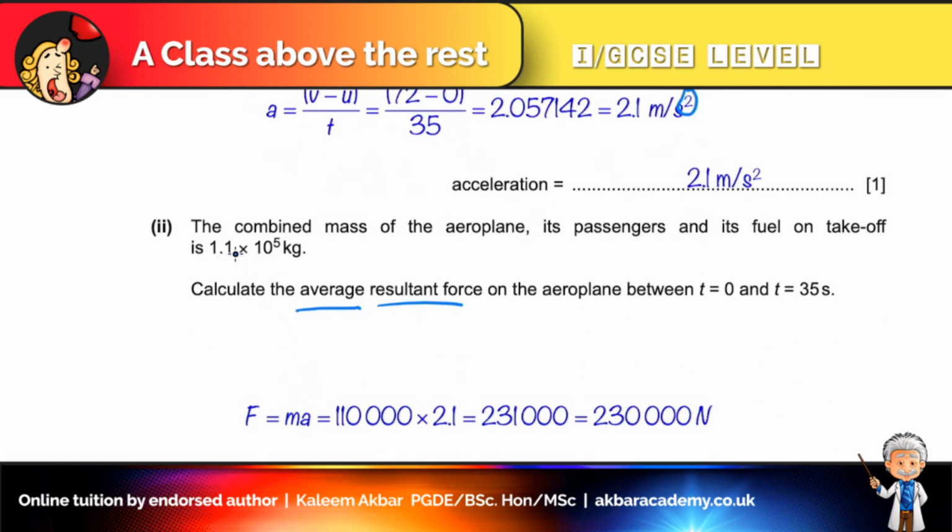So we already know the mass, 1.1 times 10 to the 5. You can write it in standard form or out in full, 110,000. Notice here that I've used the rounded answer.